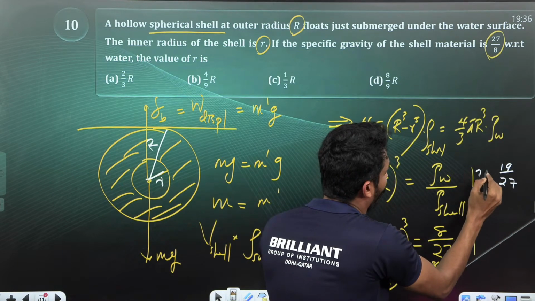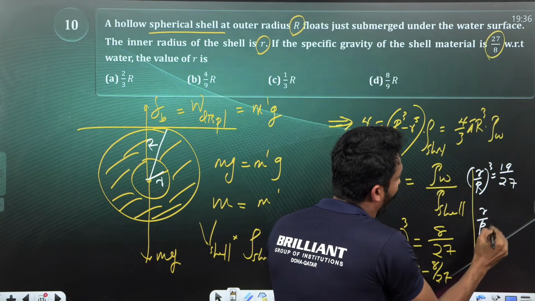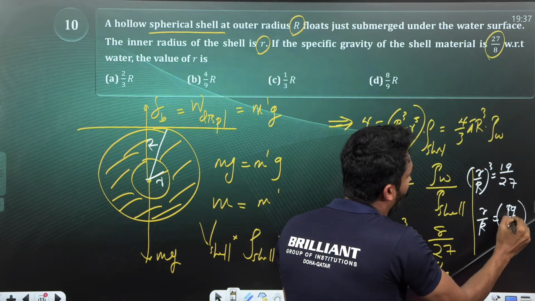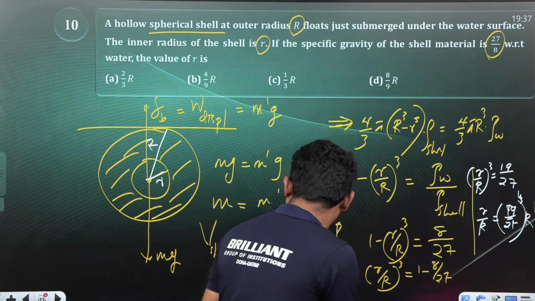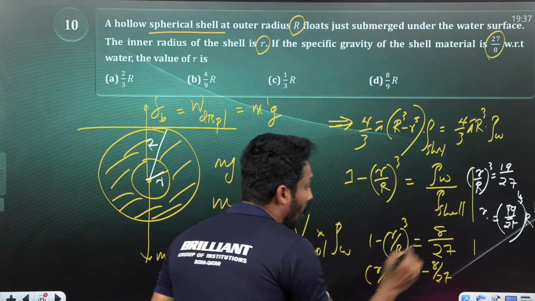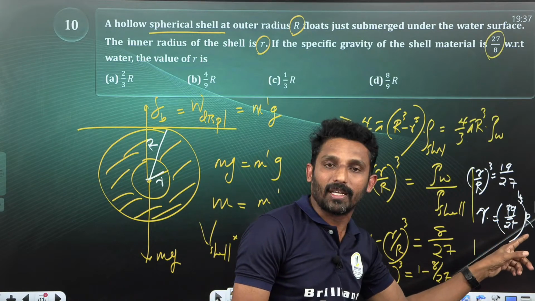This is r by R all cube. Okay, yes. Now what is this? r by R is equal to 19 divided by 27 raised to 1 by 3 into capital R. Sorry, this r is equal to 19 by 27 raised to 1 by 3 into capital R.